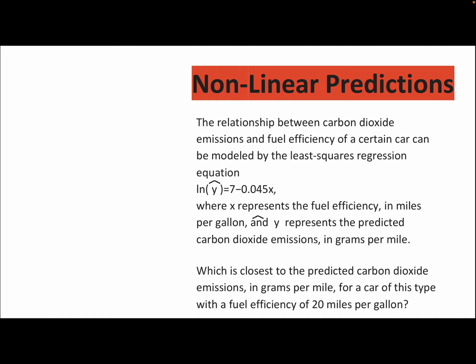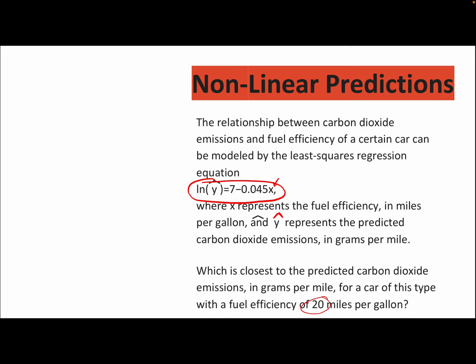So it says the relationship between carbon dioxide emissions and fuel efficiency on a car can be modeled by this least squares regression equation, where x is the fuel efficiency in miles per gallon, and y, or y hat, represents the predicted carbon dioxide emissions in grams per mile. What's the closest to the predicted carbon dioxide emissions with a car of this type with fuel efficiency of 20 miles per gallon? So in other words, we're plugging in a 20 for x, and we're trying to solve for y.